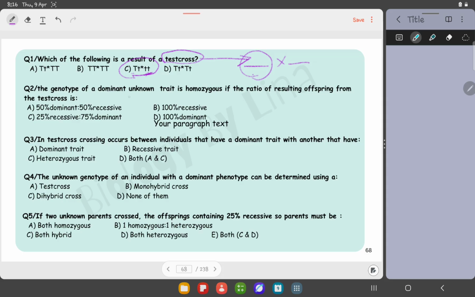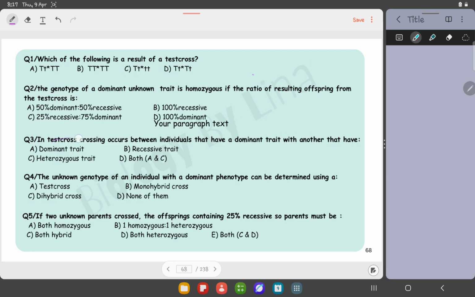Question two, the genotype of a dominant which is unknown. As we said, we have a dominant unknown, and we want to know the genotype of it. It can be homozygous if the ratio of the resulting offspring from the test cross is what? He said that we have test cross here, and here we have the genotype of unknown. We know that we will cross it with recessive, for example, R small. At which time will this one be homozygous, meaning R capital? When the offspring, 50% or 100%, will be dominant? Sure, it's when 100% will be dominant.